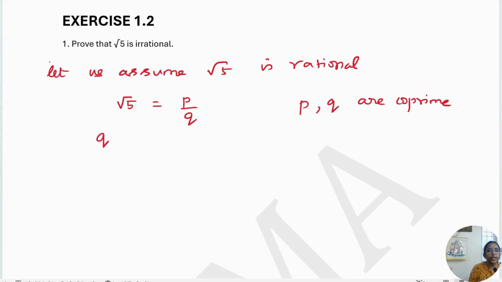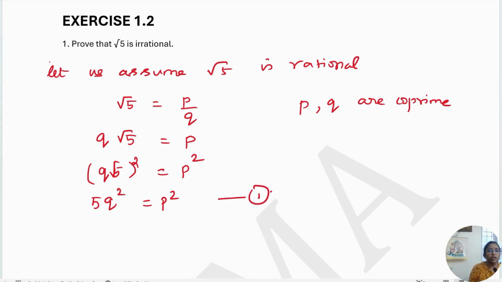Now do the cross multiplication. So Q times root 5 is equal to P, and squaring on both sides, Q root 5 the whole square is equal to P square. So 5Q square is equal to P square. Take it as equation number 1. So here the number 5 divides P square, so it divides P also.